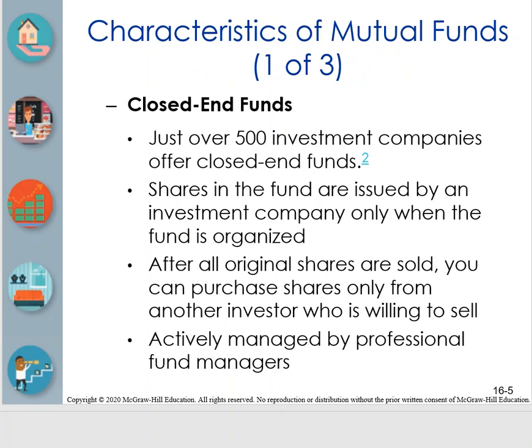Let's talk about three different characteristics of mutual funds. So let's first talk about a closed-end fund. These are not that popular or relevant today. As you can see, there are just over 500 investment companies that offer closed-end mutual funds. These are funds that are issued by a mutual fund investment company only once when the fund is organized. So the mutual fund company sells the mutual fund shares, they don't have to buy them back. So after the original shares are sold by the mutual fund company, you can purchase shares only from another investor who owns them and is willing to sell. So closed-end mutual funds trade just like stocks on an exchange, and they go up and down or fluctuate throughout the day.